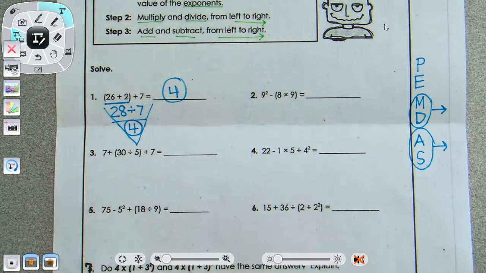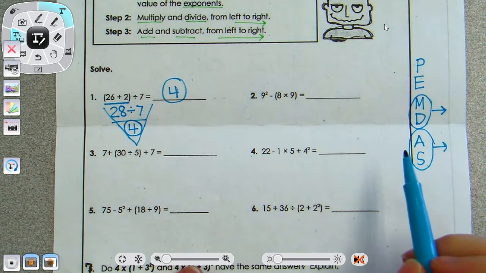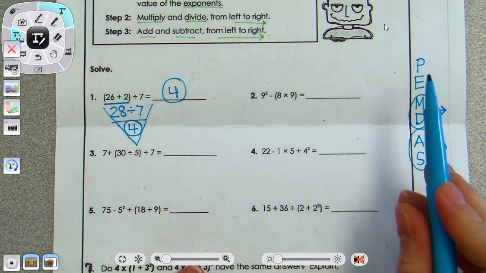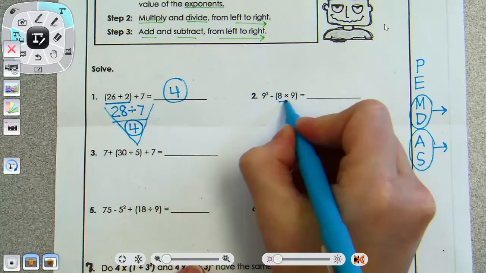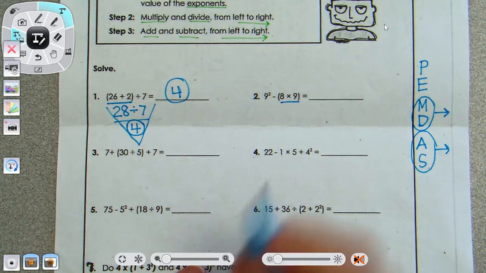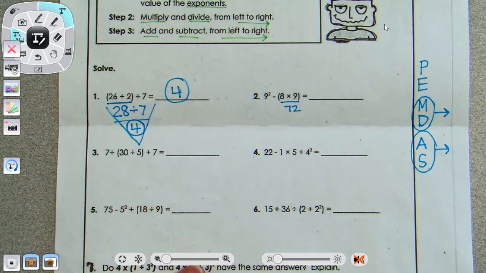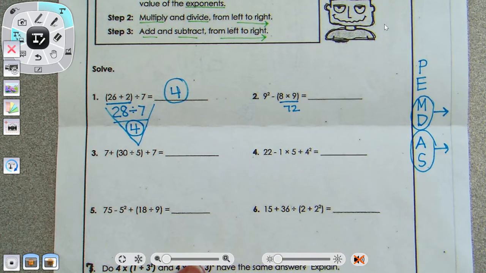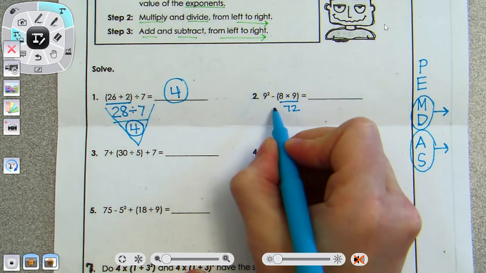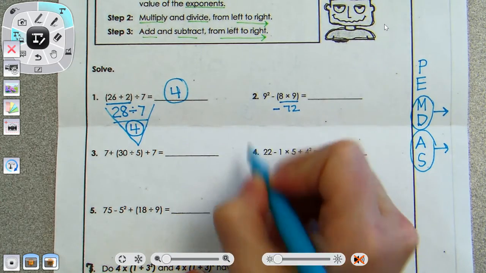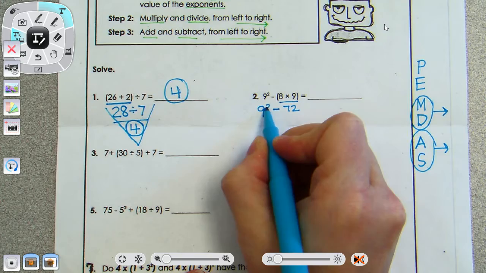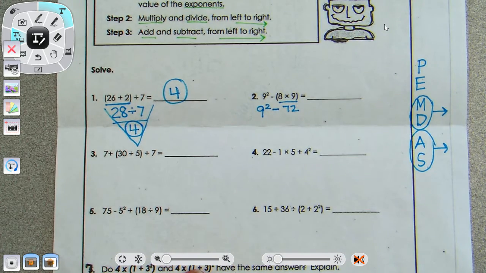Let's try this for number 2. So we notice my order of operations tells me anything in parentheses comes first. So I'm going to underline this 8 times 9 over here. Now 8 times 9 is 72. I don't need the parentheses anymore because there's nothing else happening inside. It's just a number, so it's like those castle walls can fall down. Now I'm going to bring down everything I haven't used yet. I still have subtraction, and I still start with 9 to the second power, or 9 squared.